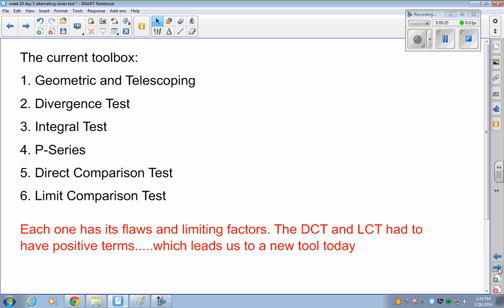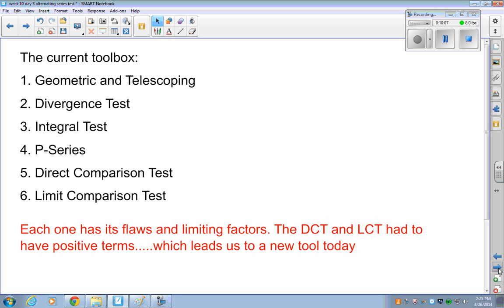Notes, here we go. Current toolbox. You know all these things, okay? 1, 2, 3, 4, and yesterday I added 5 and 6. And each one of them, as you've witnessed, has its own flaws, okay? All of them you've noticed has their own flaws, and that's why you have to build up your toolbox. Currently, one of the biggest flaws on all of them is every single one of these problems had all of the terms be positive. That's not always the case.